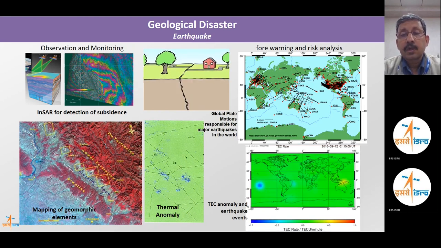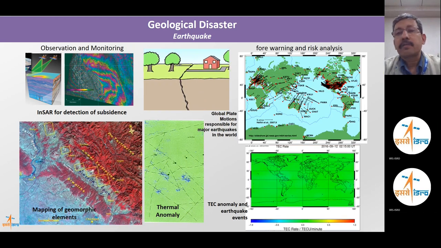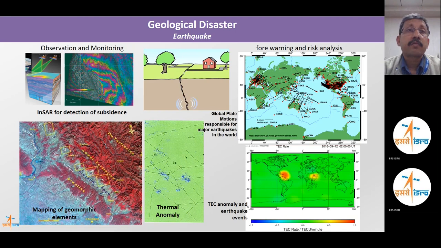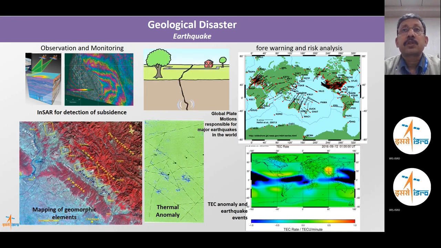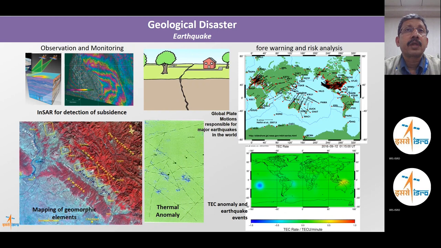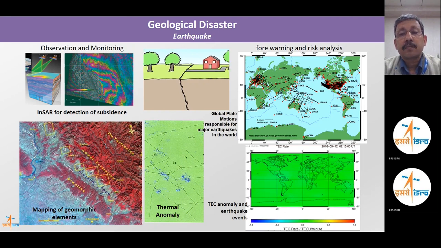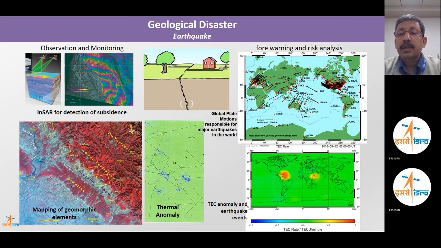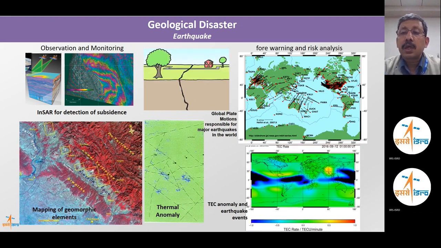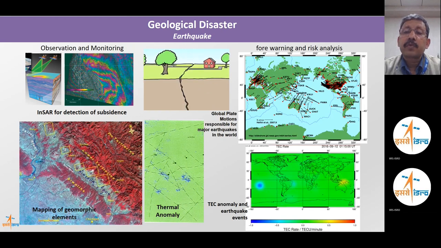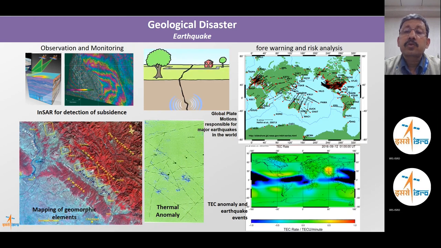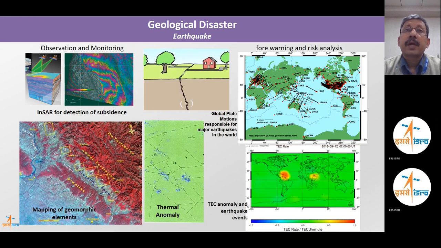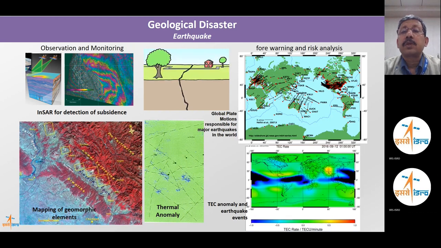For example, the continuously operating reference stations, which are there across the world, are nothing but a very high resolution GPS, which is fixed at a point and continuously providing the location of that area. Using these continuously operating reference stations, we are able to track the movement of various global plates, continental plates, and also to observe where the maximum amount of pressure is being built.